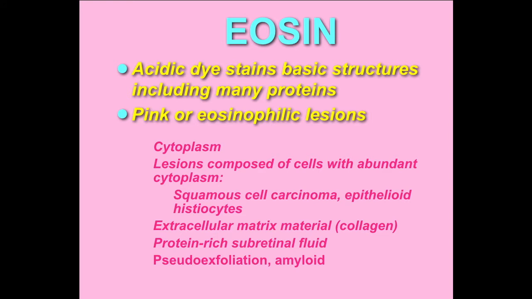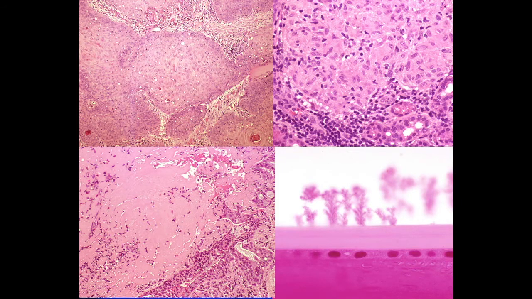Eosinophilic lesions composed of cells with abundant cytoplasm include squamous cell carcinoma and epithelioid histiocytes. Collagen and other extracellular matrix materials, protein-rich subretinal fluid, pseudoexfoliation, and amyloid are all eosinophilic. This montage of eosinophilic lesions shows a squamous cell carcinoma at top left, epithelioid histiocytes in a sarcoid granuloma at top right, sheets of eosinophilic fibrin in a case of ligneous conjunctivitis at bottom left, and deposits of exfoliation material on the anterior lens capsule at bottom right.